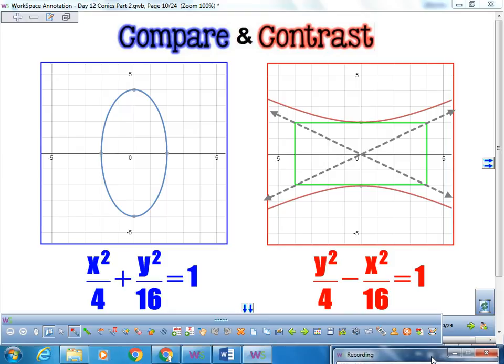We're just doing day 2 of conics, and we want to compare and contrast these two equations. They look similar, where we've got the 4 underneath the x on this one and the 16 underneath the y. But on this one, the 4 is in the same place, only it's with the y instead of the x.